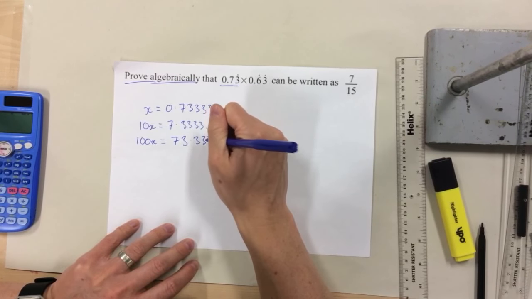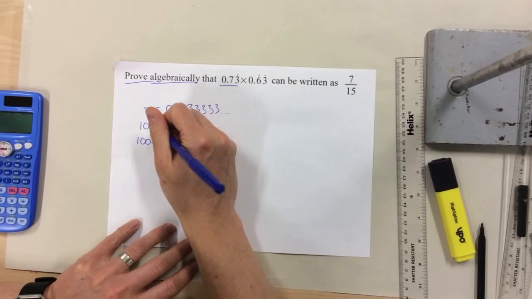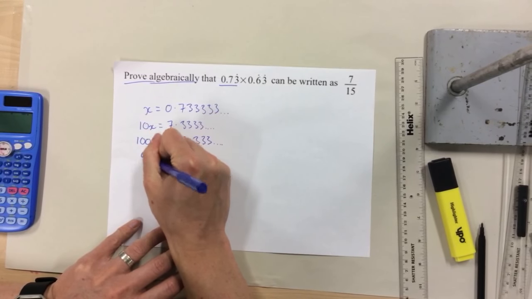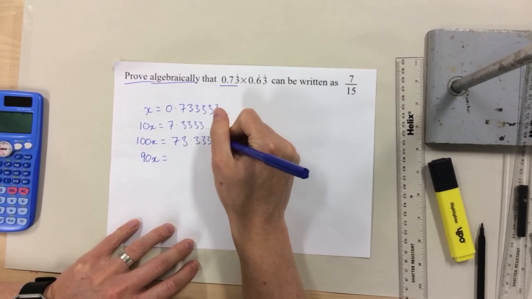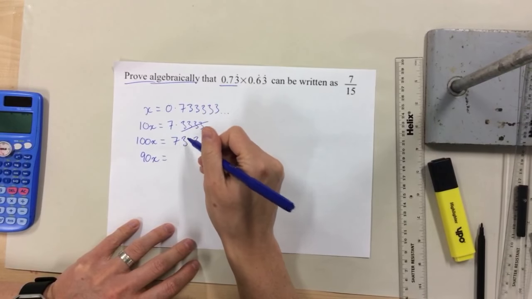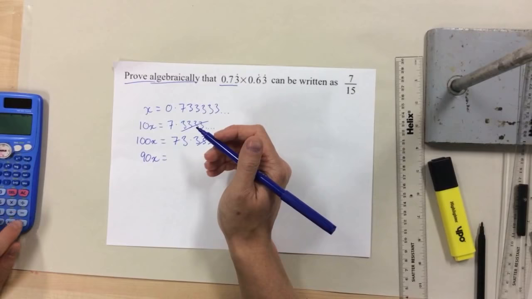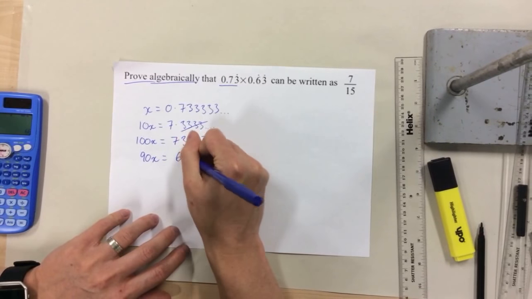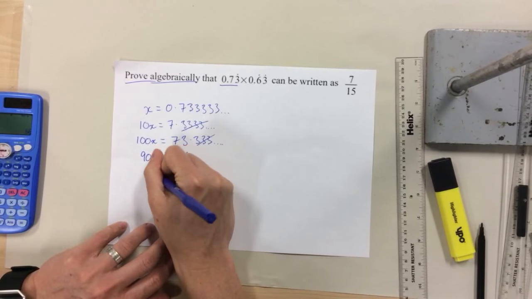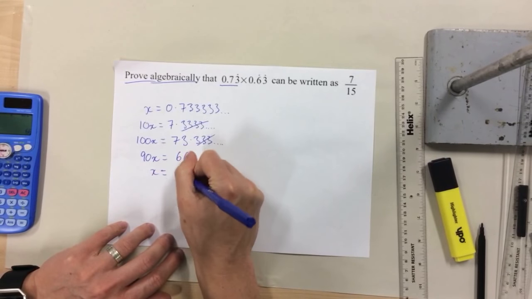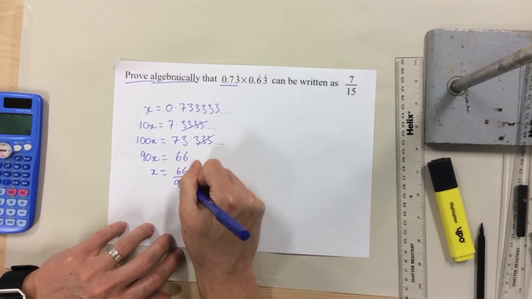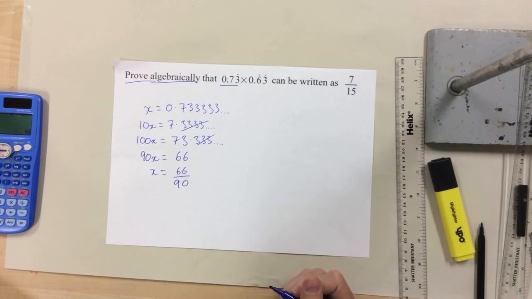I can just do one, take away the other. So 100x take away 10x is 90x. 73.333, well, they cancel out. Then I'm just left with 73, take away 7. Once again, if you're not sure, double check. Okay, I don't want any silly mistakes tomorrow, guys. 66. So x then would equal 66 over 90. Now you can simplify that if you want to, or you can just leave it like that.